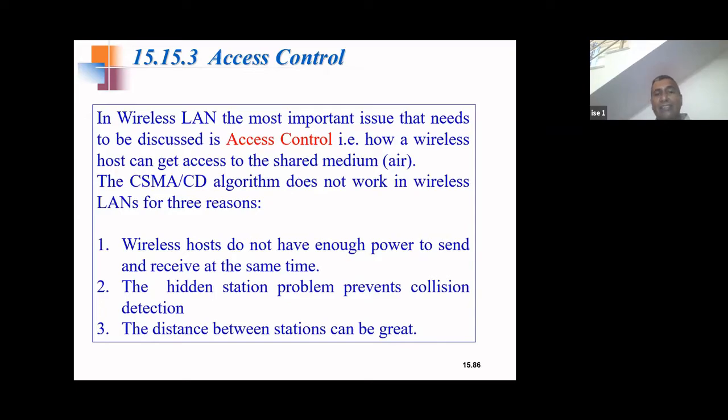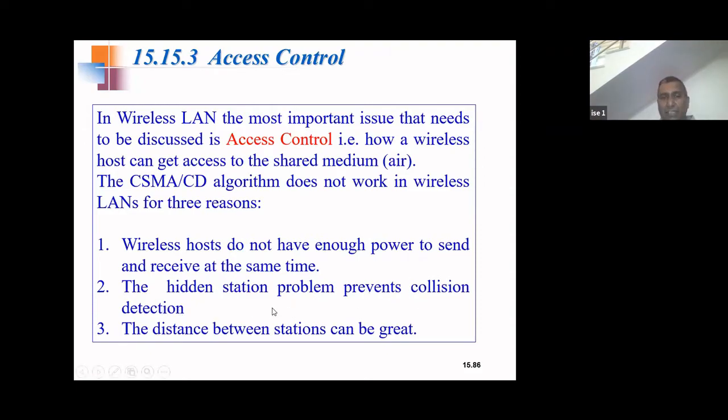For three reasons. Wireless hosts do not have enough power to send and receive at the same time. So any wireless host cannot send and receive at the same time. It can either send or it can receive, because of the battery problem, because they are battery dependent. Now, the biggest problem here is the hidden station problem, which prevents collision detection.